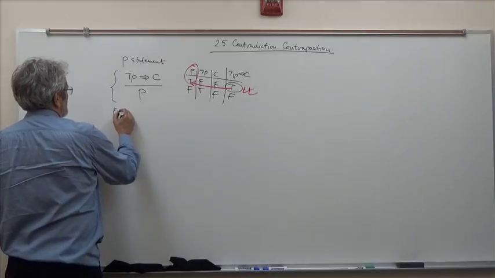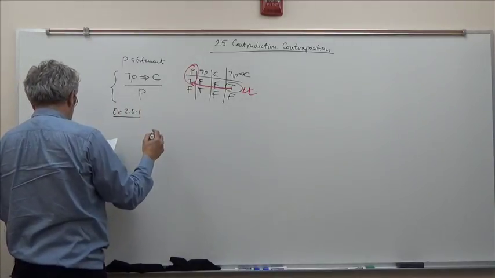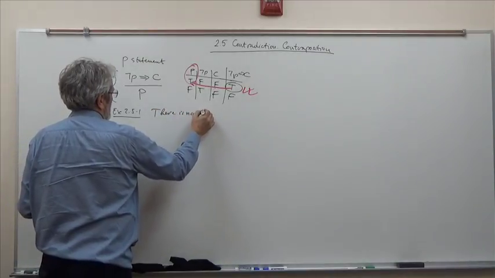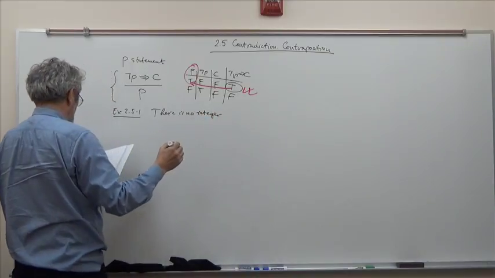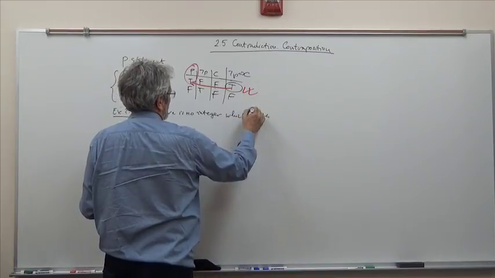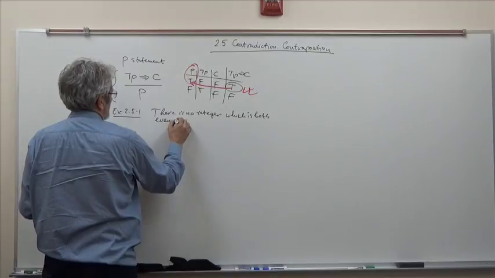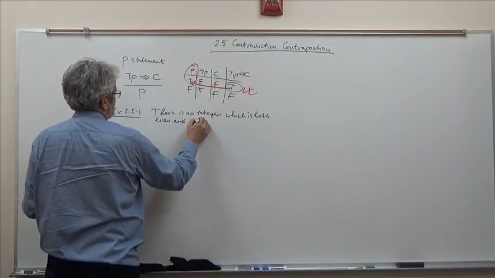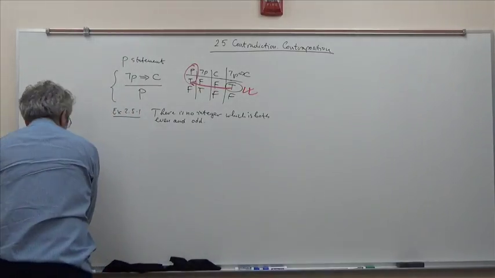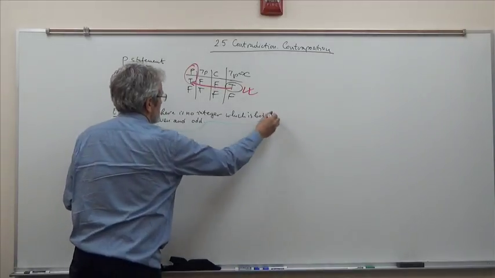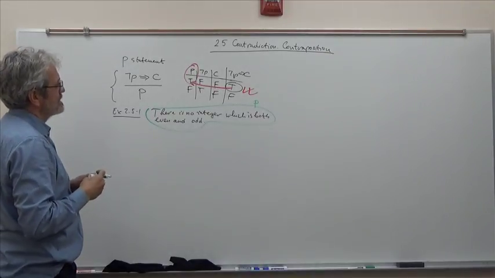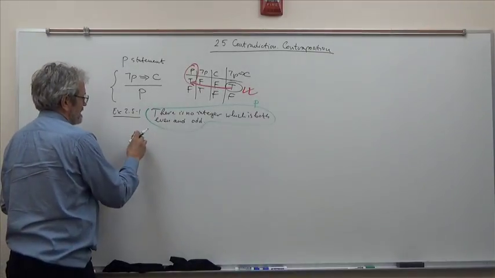So here is an example, 251. The statement says, there is no integer which is both even and odd. So this whole statement is our statement P. Instead of proving P, we actually assume not P.